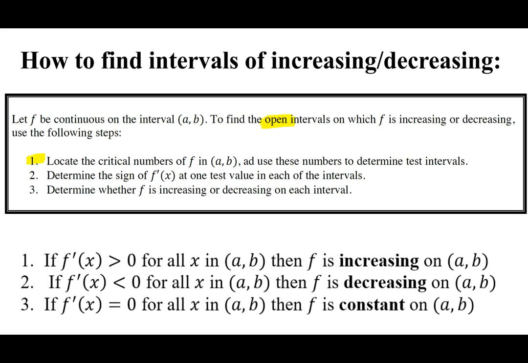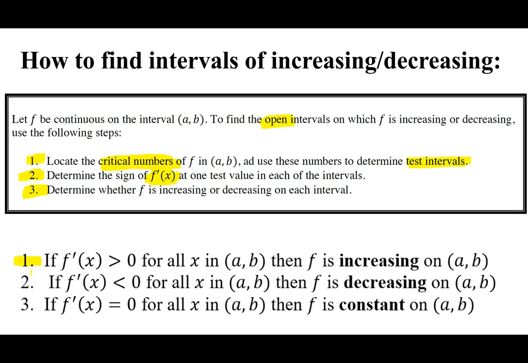Step one, you would go ahead and locate the critical numbers of f on the interval and then use them to determine test intervals. A reminder that in order to be a critical number, that includes not only values that make the function zero, but it also includes things like asymptotes, cusps, and vertical tangents, which we've seen a few of so far, and we're going to see much more of to come. Then step two, you would go ahead and determine the sign of the derivative at one test value in each of the intervals. Based on the signage, you would then determine whether the function was increasing, decreasing, or constant. Pretty much only increasing and decreasing. We never really saw any that were constant.